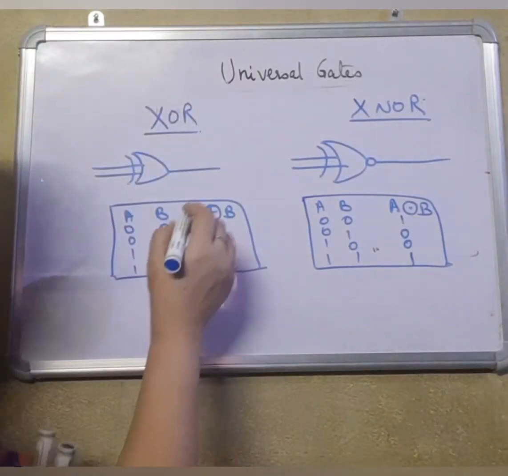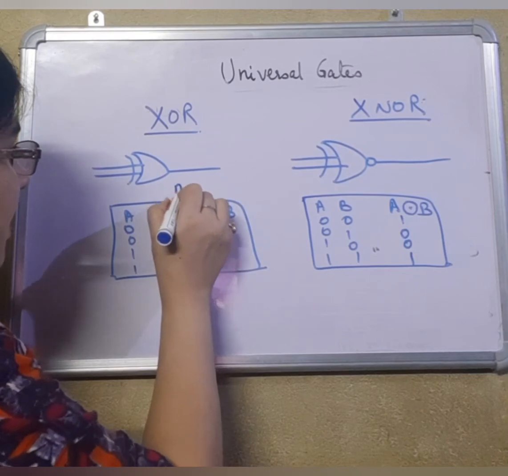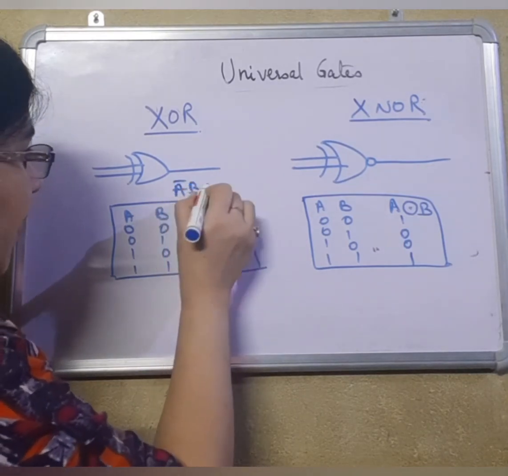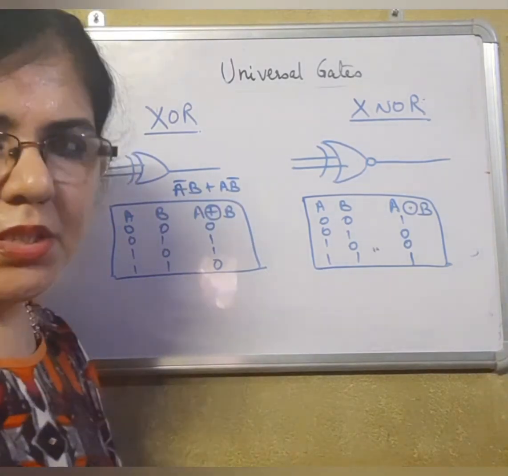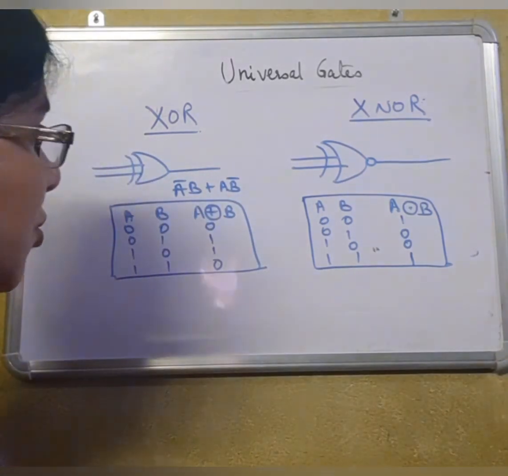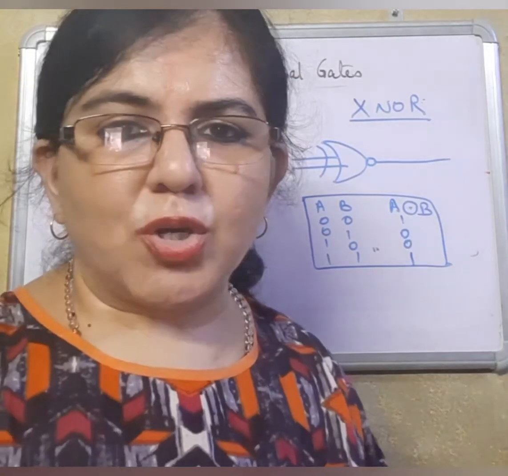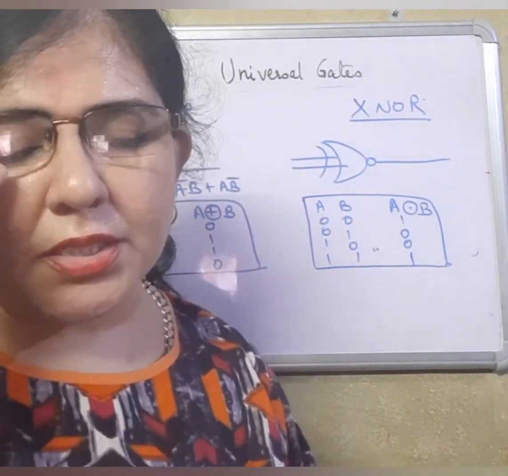The full form of A exclusive OR B is A bar B plus AB bar. This is the full form of it. So hope you people have understood the basic concepts on logic gates and universal gates.